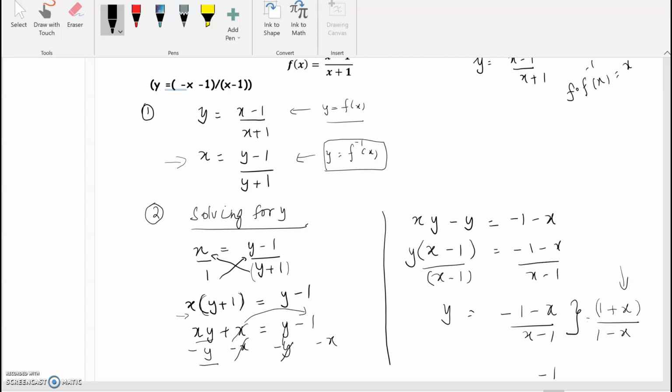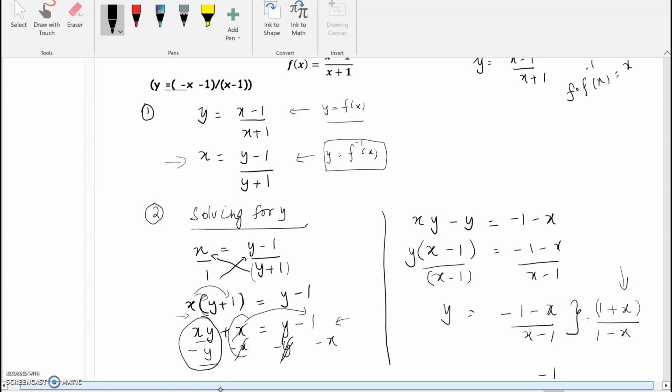Simplify the left-hand side by distributing the x. So xy plus x is equal to y minus 1. That's your right-hand side. Now, the next step is, remember, we are trying to solve for y. So any term that contains y, bring it all to one side. So we're going to bring all the y terms to the left side. So we subtract y from both sides, cancelling the y. And on the left, we have xy minus y.